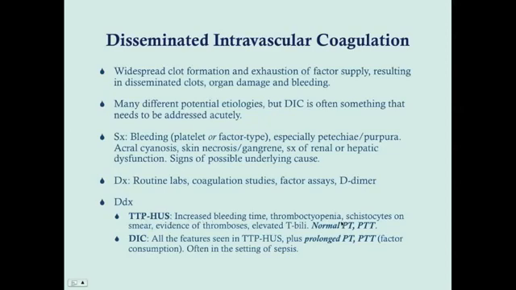In TTP-HUS, you should see an elevated total bilirubin, but what's most important here is that you're going to see a normal PT and a normal PTT. So that's what's going to help you with the differential there. But there are some things in common. With DIC, you'll see all the features in TTP and HUS, but you'll always see a prolonged PT and PTT. And generally, this is going to be in the setting of sepsis. So that's the major differential here, your PT and PTT, and the fact that this typically includes sepsis.